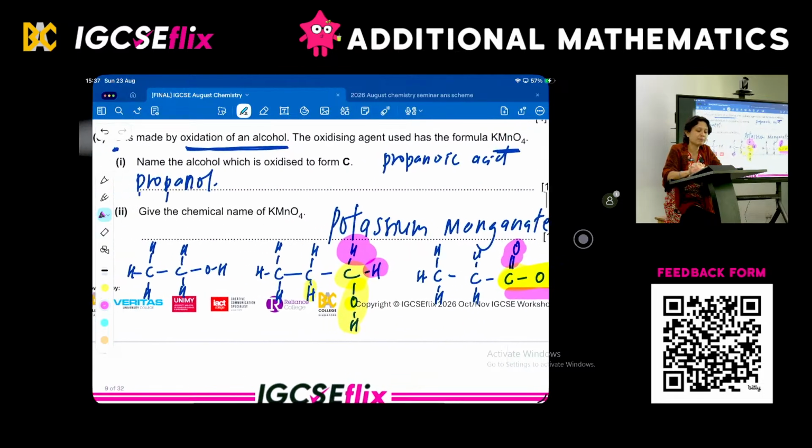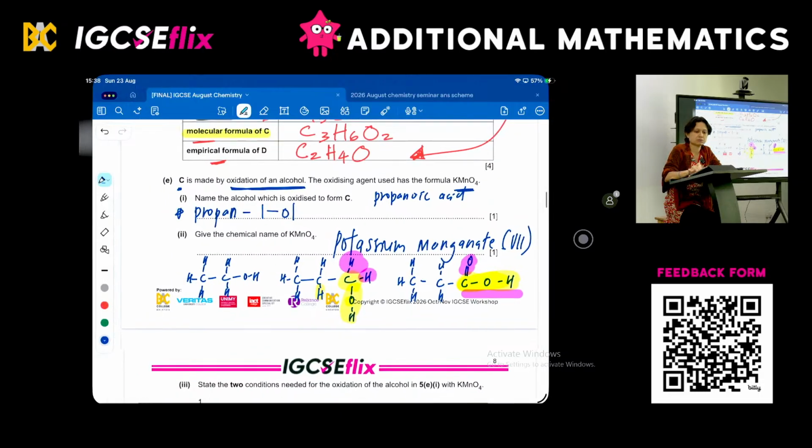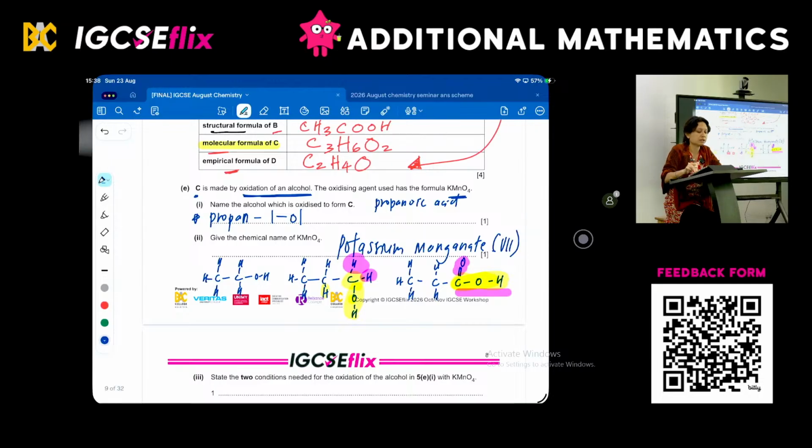So therefore, if you write propanol, the answer is wrong. You have to say propane-1-ol. Okay? Can you understand? So for any acid, you must write propane-1-ol. Teacher, why just now ethanol no need? Because for ethanol, anywhere you put the OH, it's only one. It's still on the first carbon. Make sense? Okay? So take note of this. Got it?